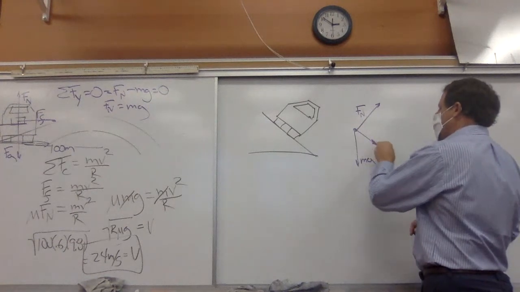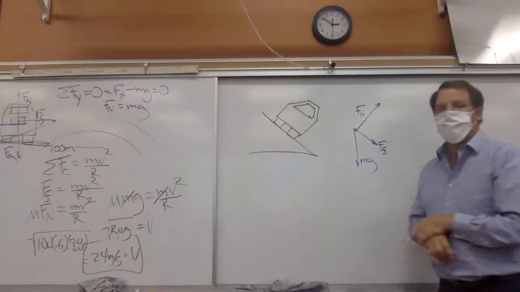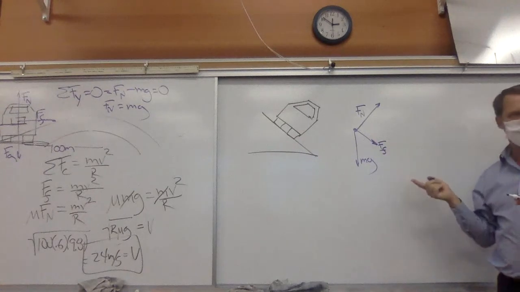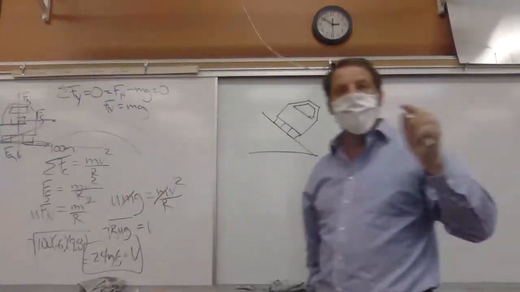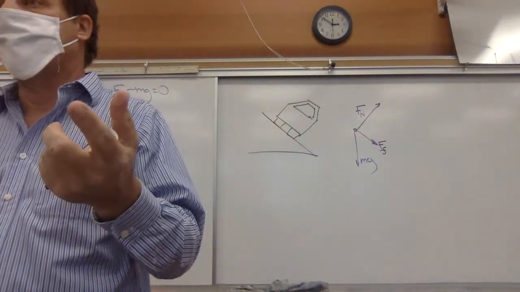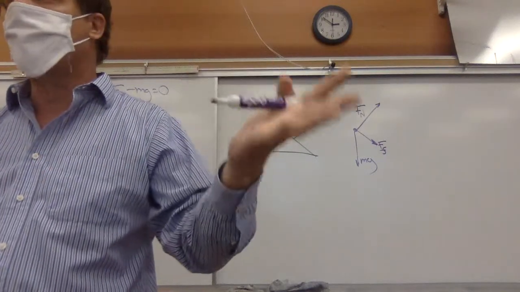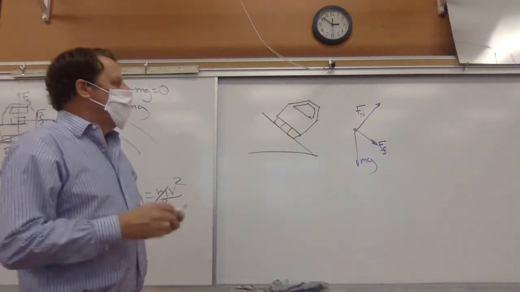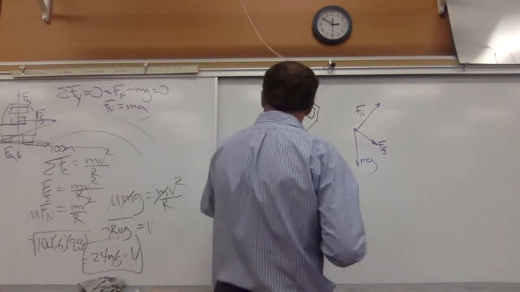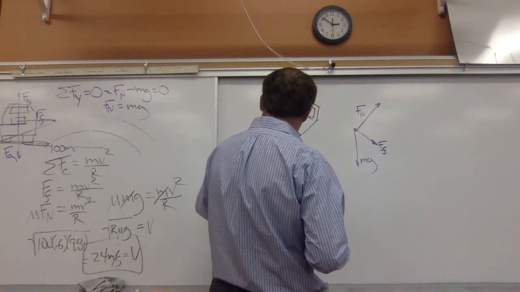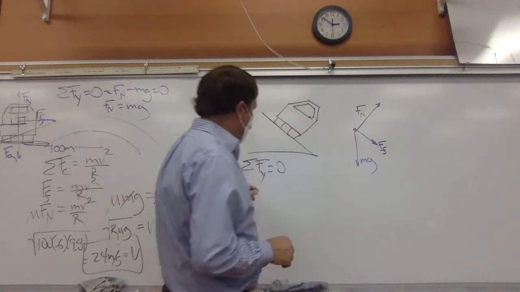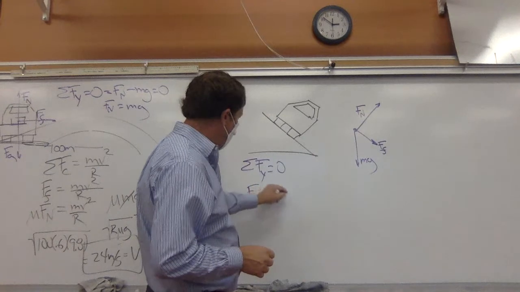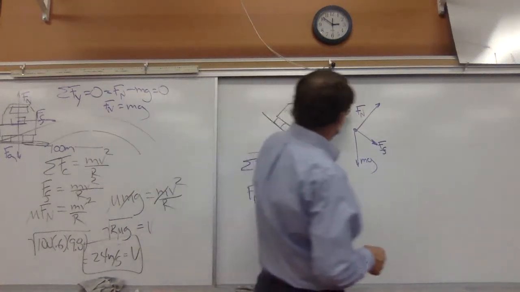But now the force of friction is going to be down the ramp if we're going too fast, but it's going to be up the ramp if we're going too slow. So here's the issue. Remember, the sum of the forces in the y would still equal 0. So we would have force normal cosine theta.